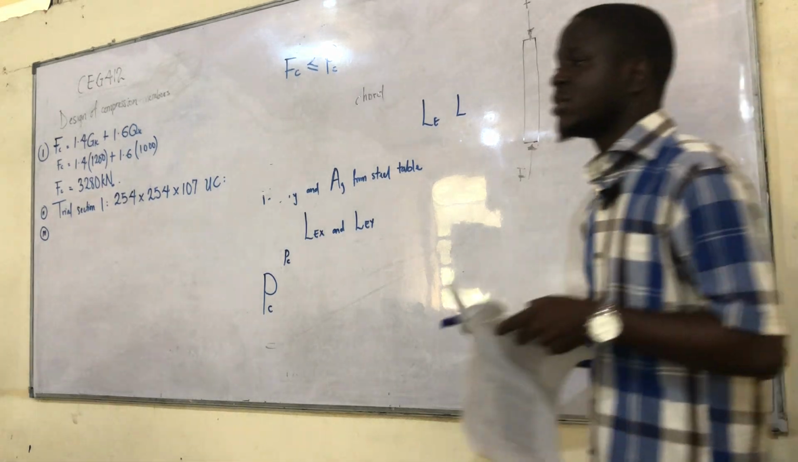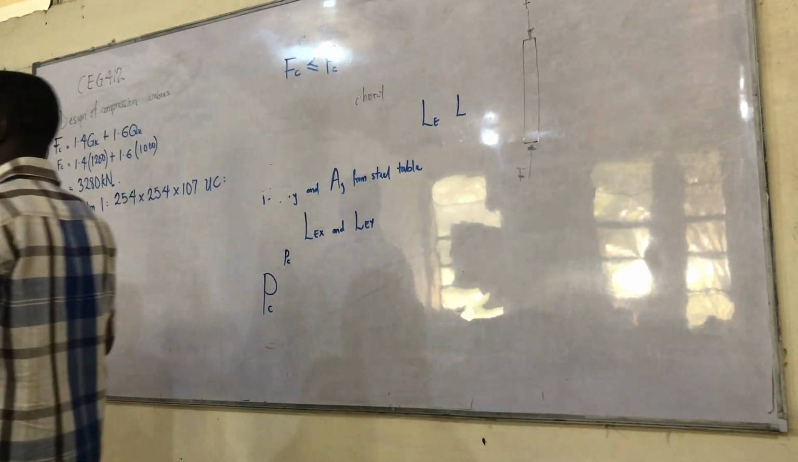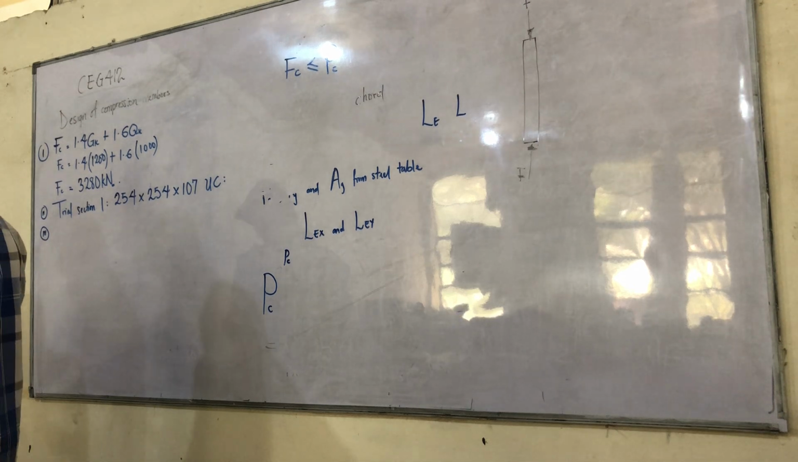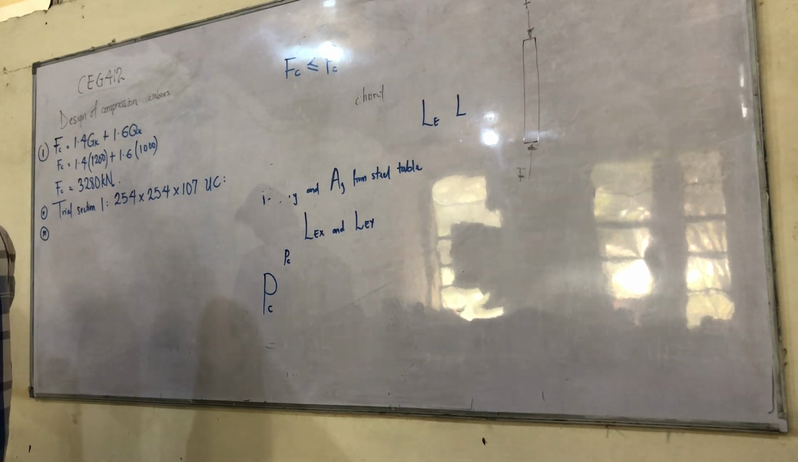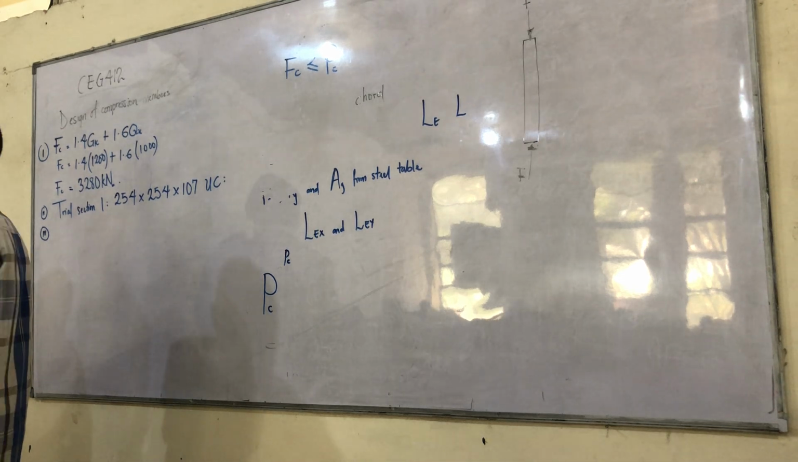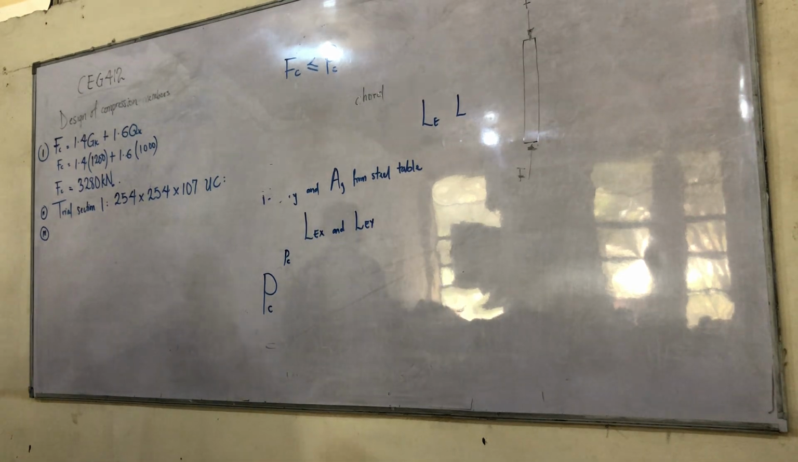What's your Rx? 11.3. What's the units? Centimeter. But generally, some of those use dimension, but dimension does not have the area and the radius of gyration. That's what I meant. Steel table encompasses what? Dimension and properties. Also making it better.